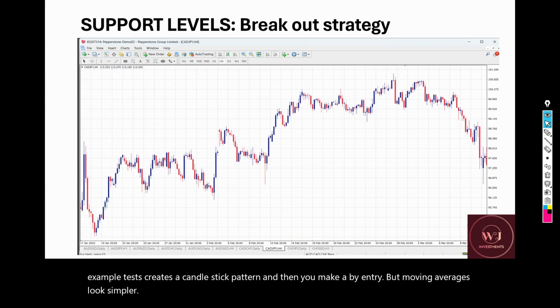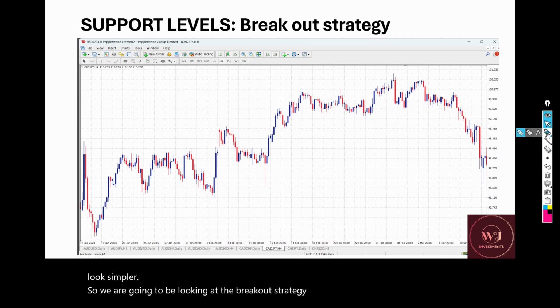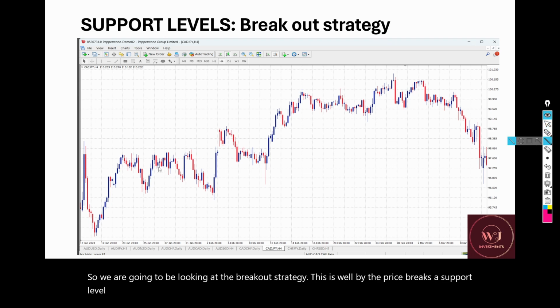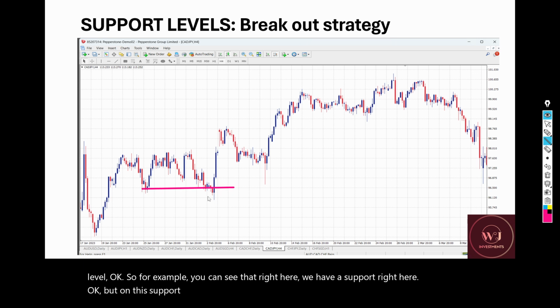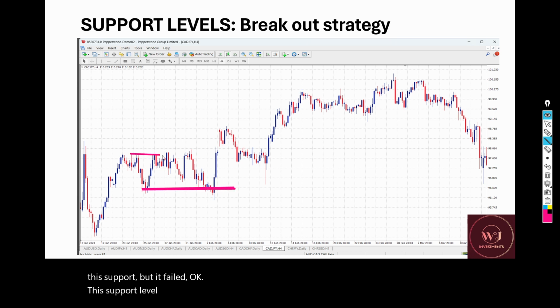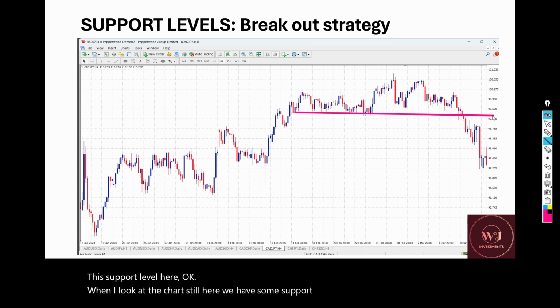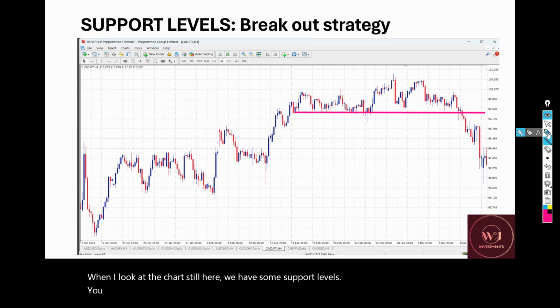So we are going to be looking at the breakout strategy. This is whereby the price breaks a support level. Okay. So for example, you can see that right here we have a support. But on this support level, you can see that we were waiting for the price to break through the support, but it failed. Okay. This support level here. So when you look at the chart, still here we have some support levels. You can see that here the price was moving high.